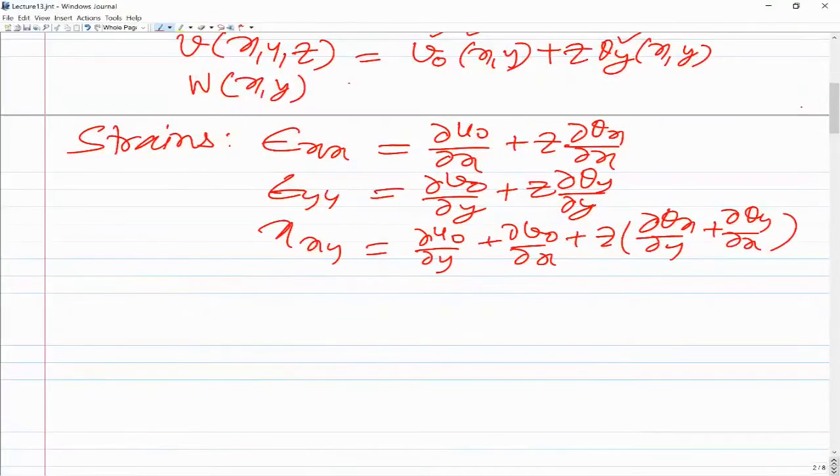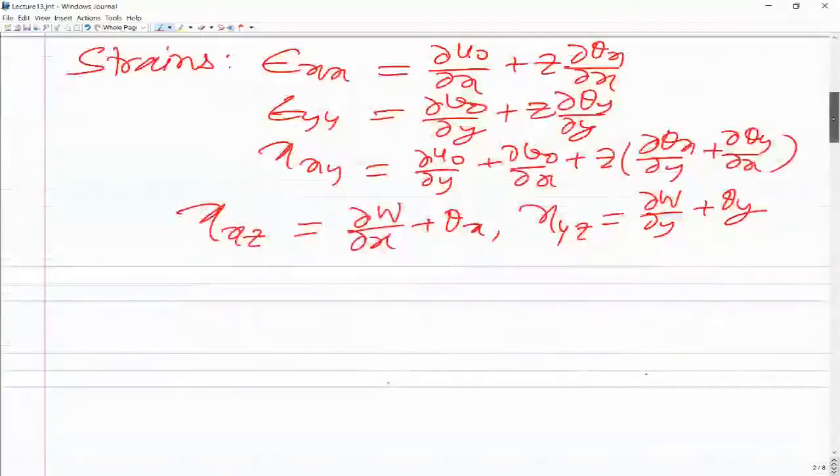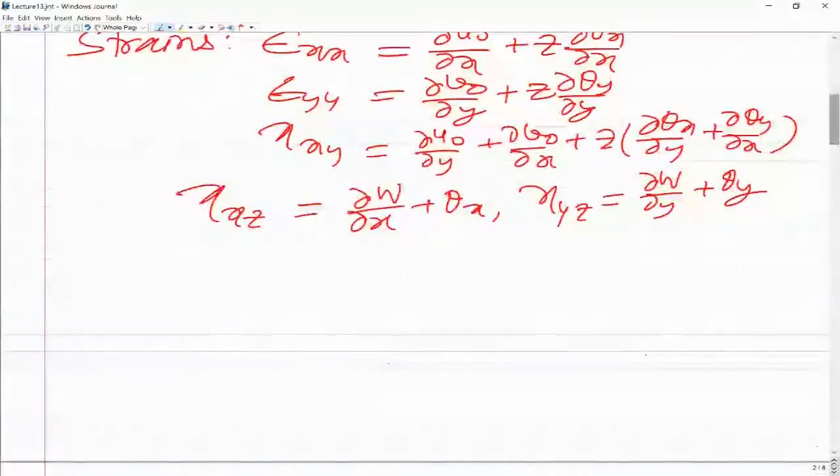So that is the in-plane shear strain, and the transverse shear strains would be the same as what we had earlier: gamma xz would be del w by del x plus theta x, and gamma yz would be del w by del y plus theta y. So these are the strains. And now you can talk of strain energy and the total potential energy functional. So I am writing the strain energy.